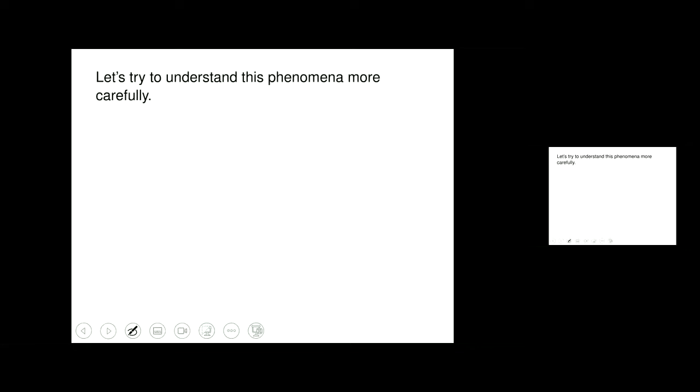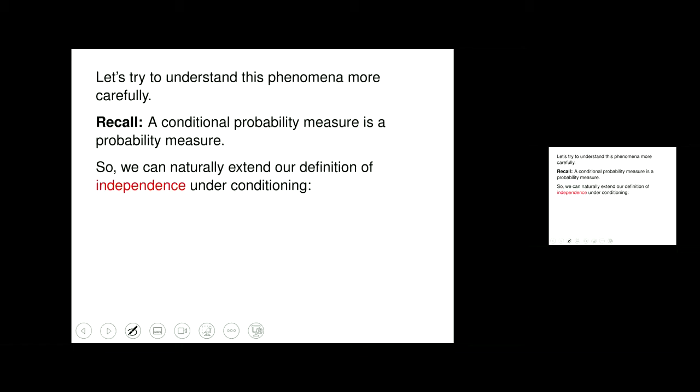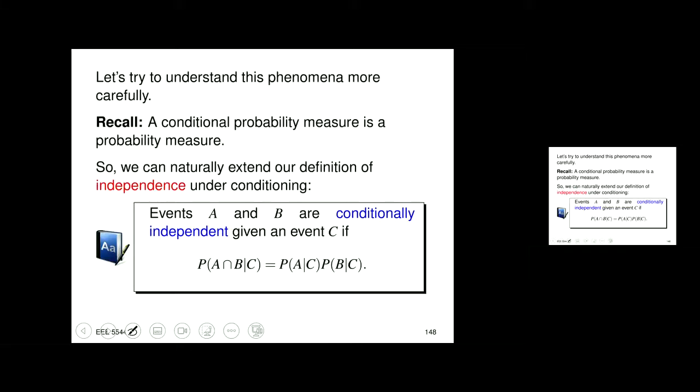So let's try to understand this phenomenon a little bit more carefully. Recall that a conditional probability measure is still a probability measure. It satisfies all the axioms of probability. So we can extend our definition of statistical independence to independence under conditioning. If we have two arbitrary events, A and B, we say that they are conditionally independent given a third event, C, if this definition holds: the probability of A intersect B given C equals the probability of A given C times the probability of B given C. We'll be applying that later.